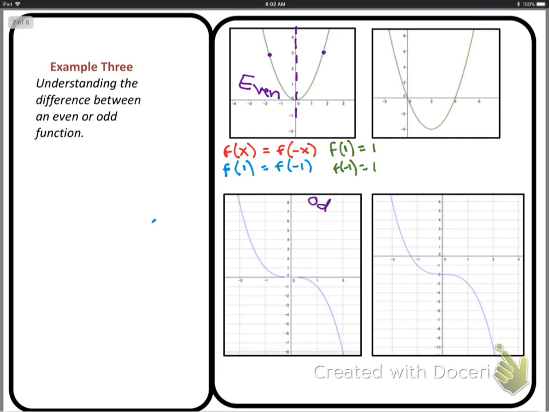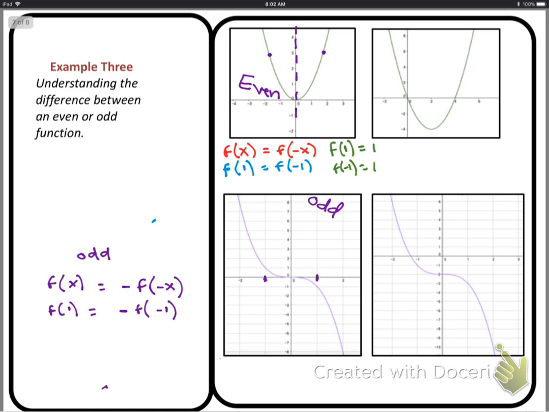Now looking at odd functions. So odd functions, I'm going to write this here, is when we take f of x and it equals the negative f of -x. Okay, so for f of x, let's say I choose the function of 1. Now, the opposite of the function, so instead of 1, for this one, it's going to be -1.